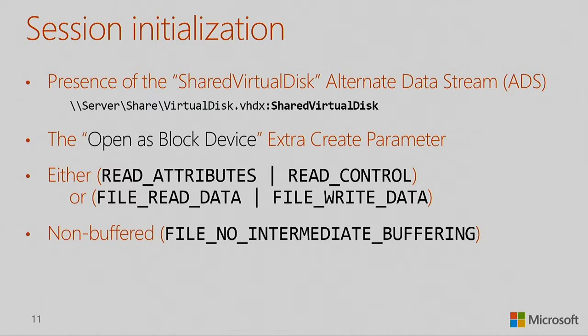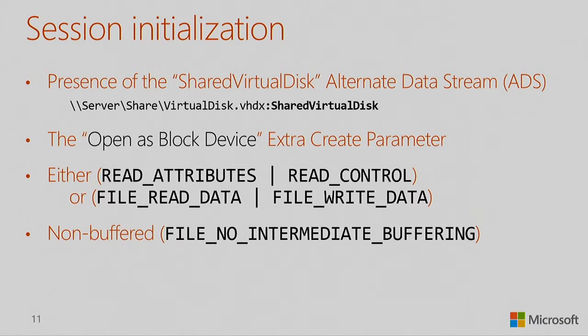First is there's always a specific alternate data stream that's added to the file. Okay, the alternate data stream is called shared virtual disk. Okay, that's the key. If that exists, then you want to open it up in block mode. And there are some nuances there that I'll talk about. Okay, but shared virtual disk, open it up in block mode.